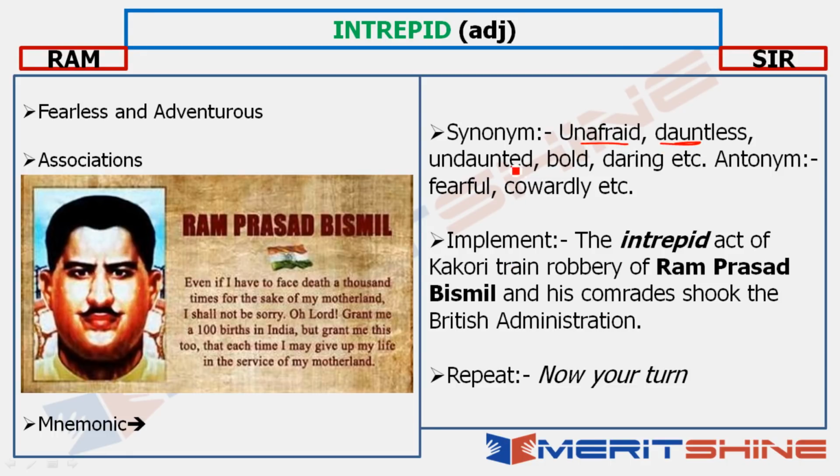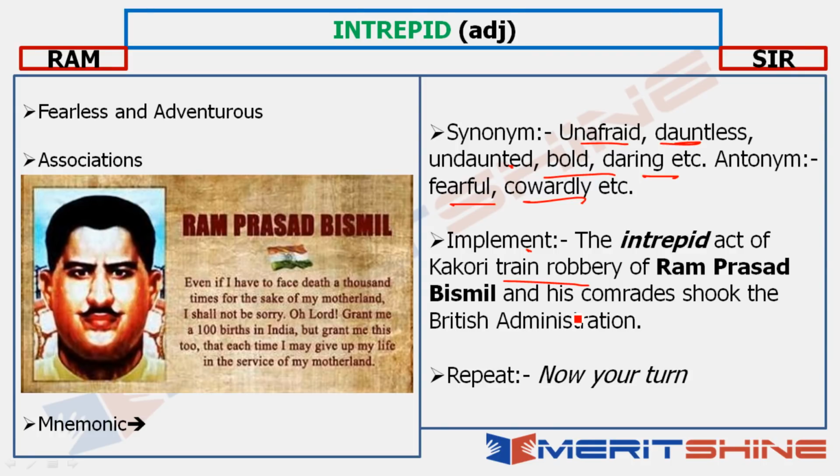Synonyms: unafraid, dauntless, undaunted, bold, daring. All these words fit him. Antonyms: fearful, cowardly. Implementation: the intrepid act of the Kakori train robbery by Ram Prasad Bismil and his comrades shook the British administration. And it really did. Ram Prasad Bismil, Ashfaqullah Khan, Chandrasekhar Azad, the Kakori train robbery shook the British administration.